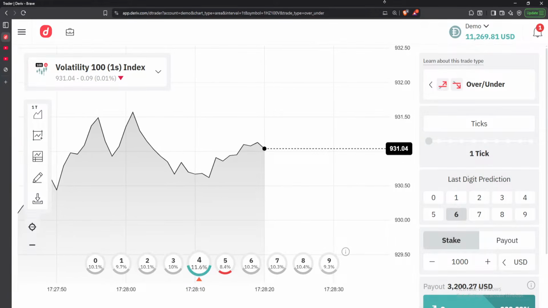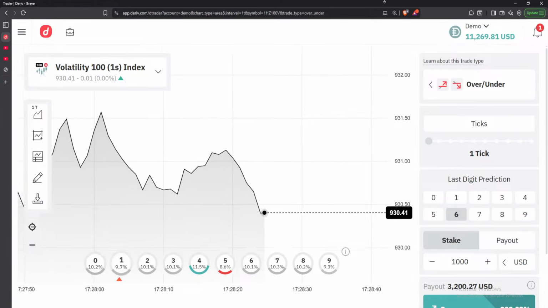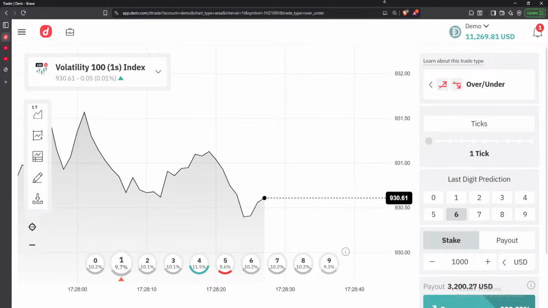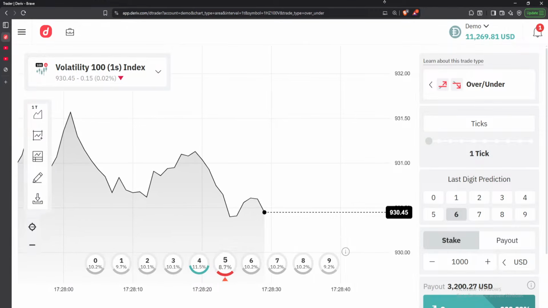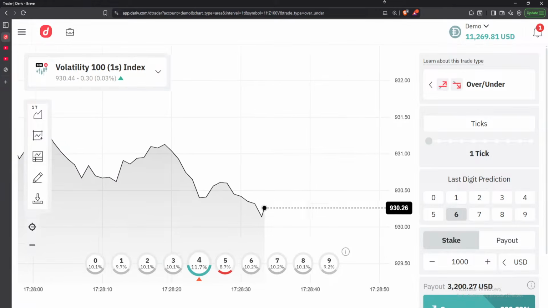Kennedy is asking which is the best bot. Now, whenever it comes to bots, there is no best bot. First of all, we have a lot of amazing bots. Like for me, as I've said, I usually have more than 100 trading bots.